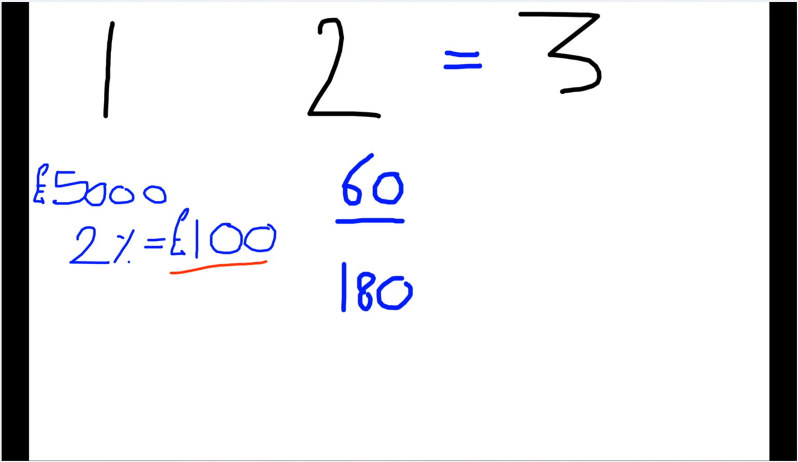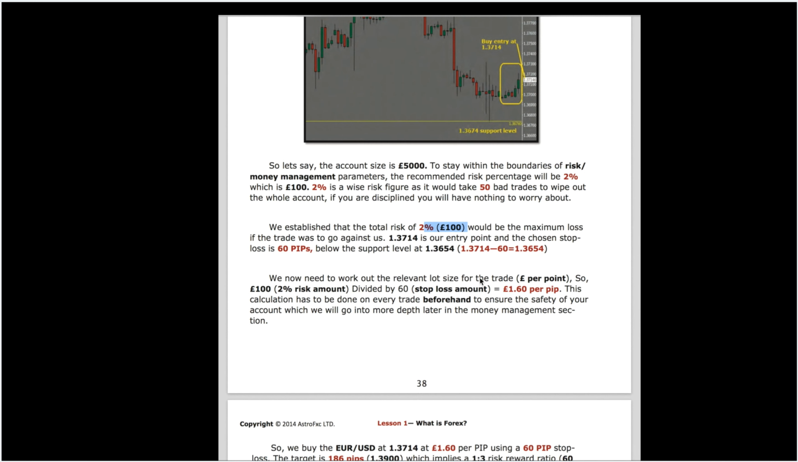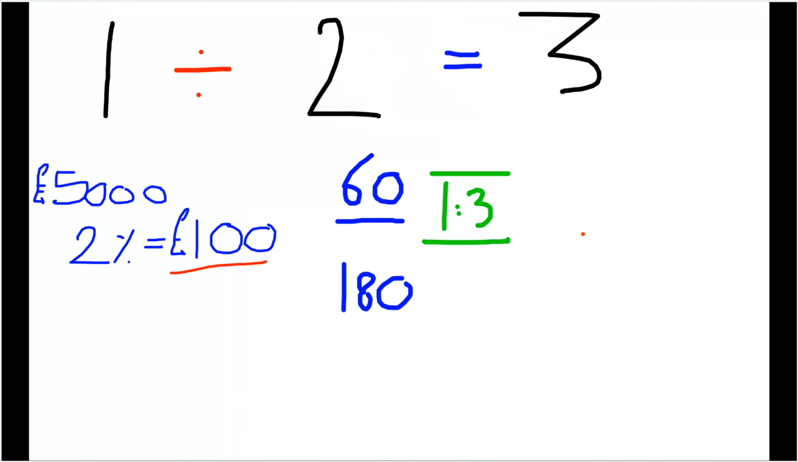So this trade setup is a 1 to 3 risk reward. It makes sense. Cover this later on, but it makes sense. We're risking 60 pips to gain 180, and we're risking £100. But before we go ahead and click buy, we need to know the pound per pip. So that's where step 3 comes in. All we have to do is step 1 divided by step 2 equals step 3. So we now need to work out the relevant lot size for the trade. £100, which is our 2% risk amount, divided by 60, our stop loss amount, equals 1.60. You can do this on a calculator. So that's £1.60 per pip.